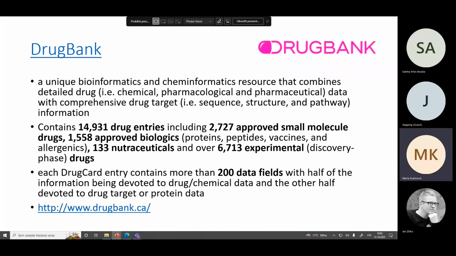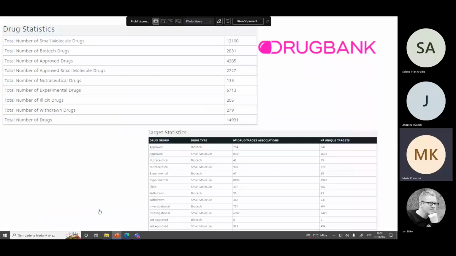I would like to mention now some other databases. However, the already mentioned are the most important ones for small molecules. So as for the drugs, you can use a Canadian database called DrugBank that contains more than 14,000 drug entries, and also some biologics, nutraceuticals, and some experimental drugs. So you would be able to find the information on drugs freely available in this database.